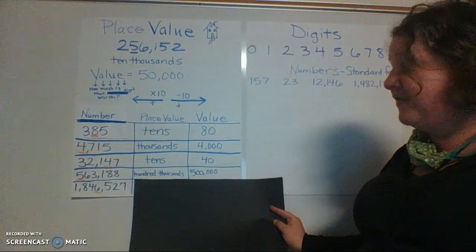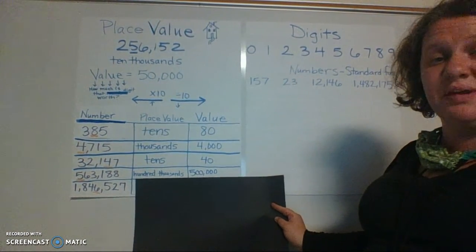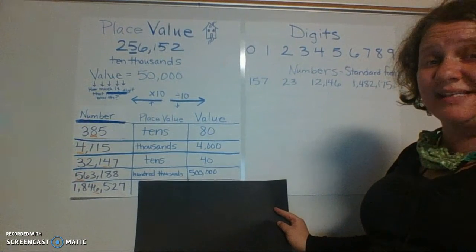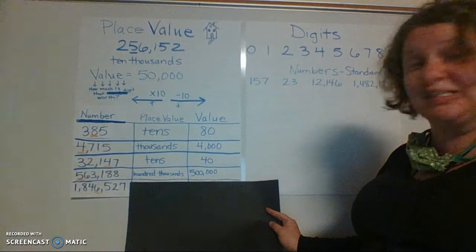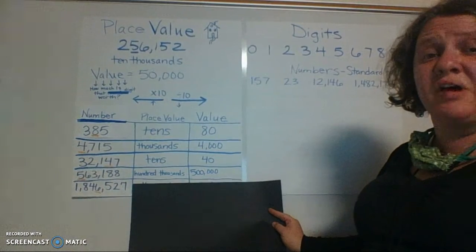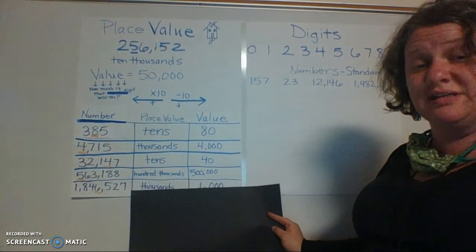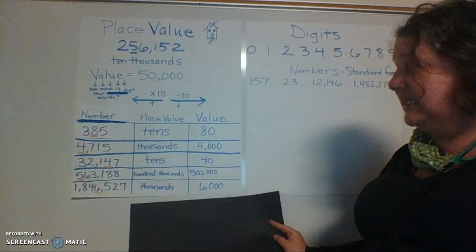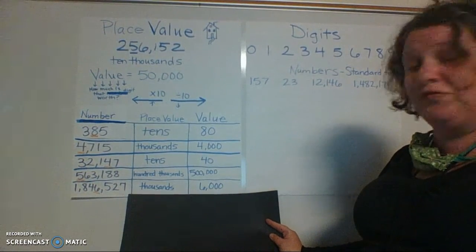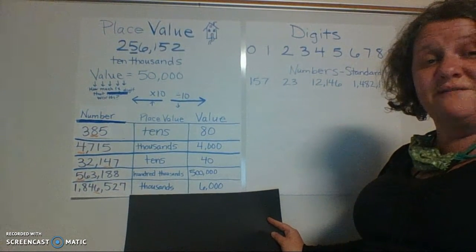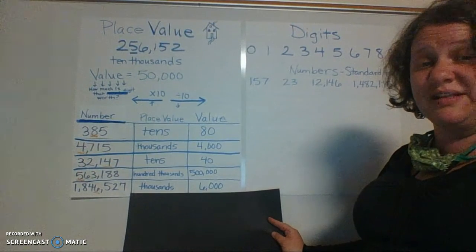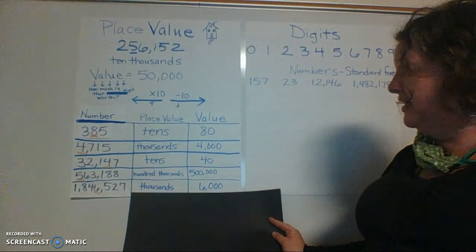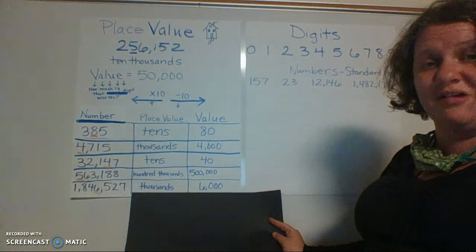The 5 in 563,188 is in the hundred thousands place value and is valued at 500,000. And lastly, the 6 in 1,846,527 is in the thousands place and is worth 6,000.